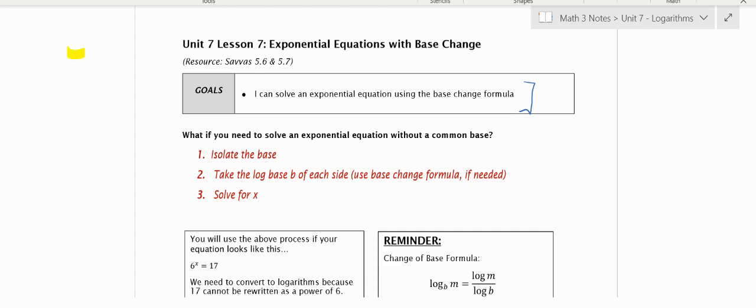The steps are going to look very similar to what we already saw. We're going to isolate the base, take the log base b of each side, but use the base change formula as needed, and then solve for x.